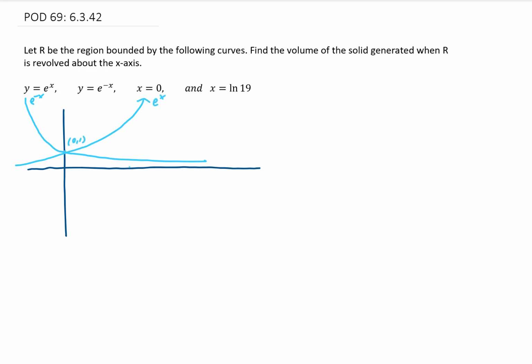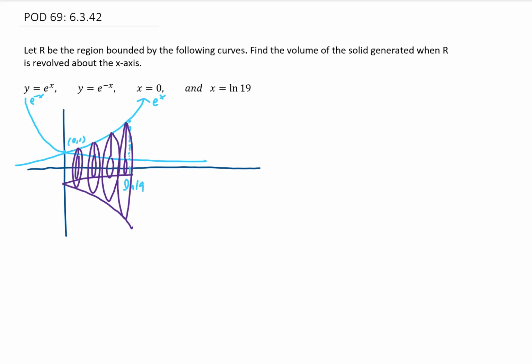And let's just say that this x value right here is the natural log of 19. Then we're going to slice this region up vertically, and rotate each one of those little slices to create a thin washer. And maybe I can draw a few of these washers to give us an idea of what this volume is going to look like. It looks kind of like a slightly open bird beak to me.